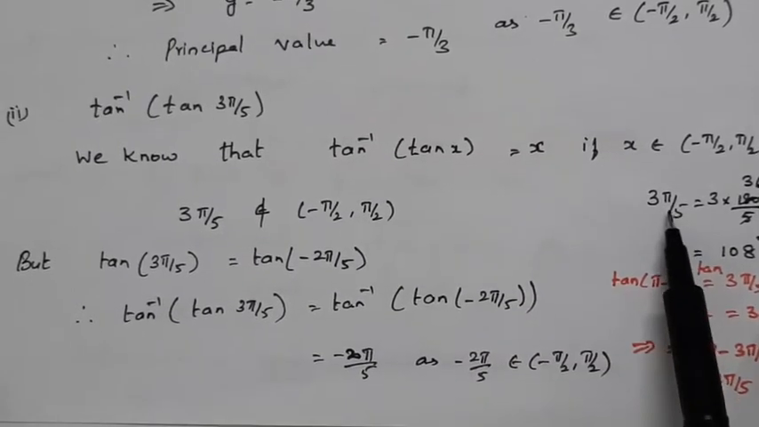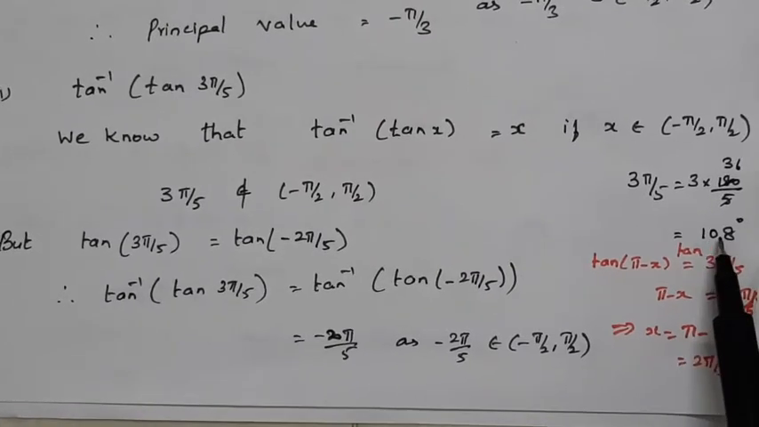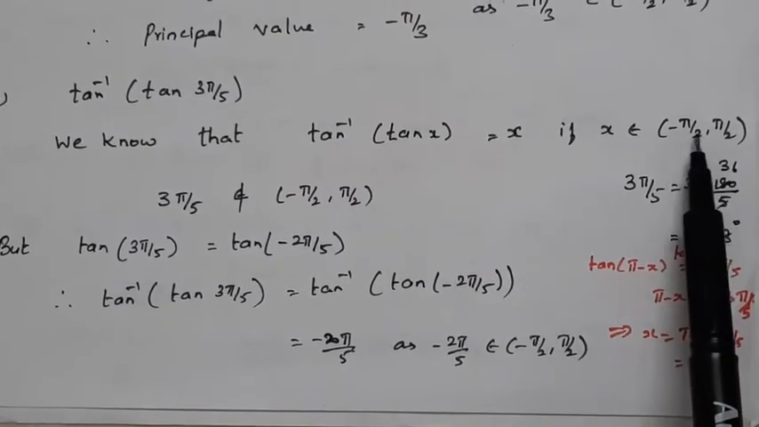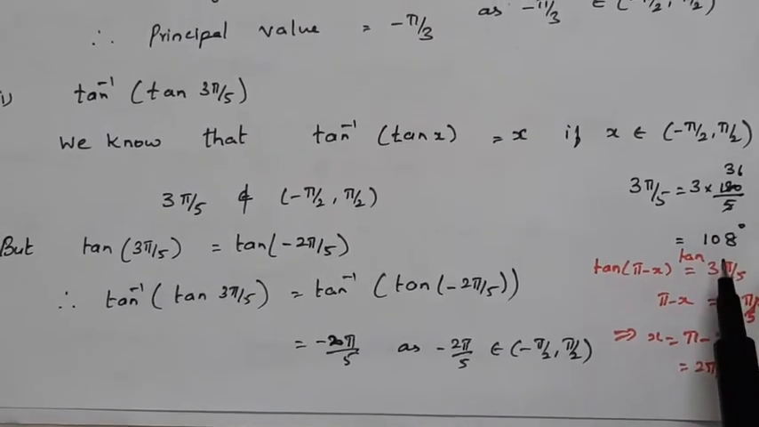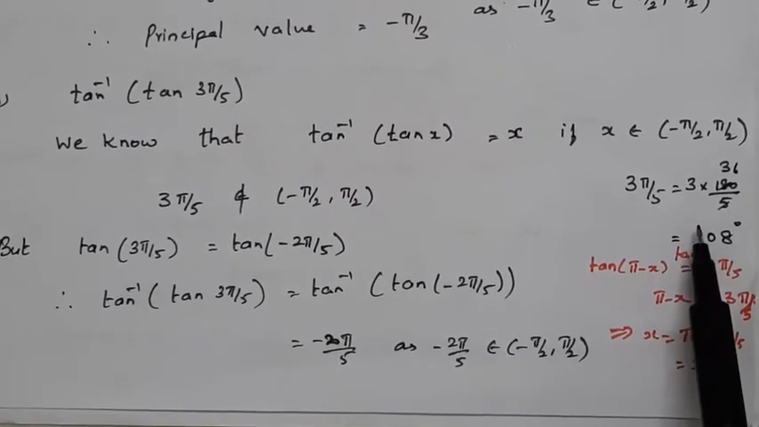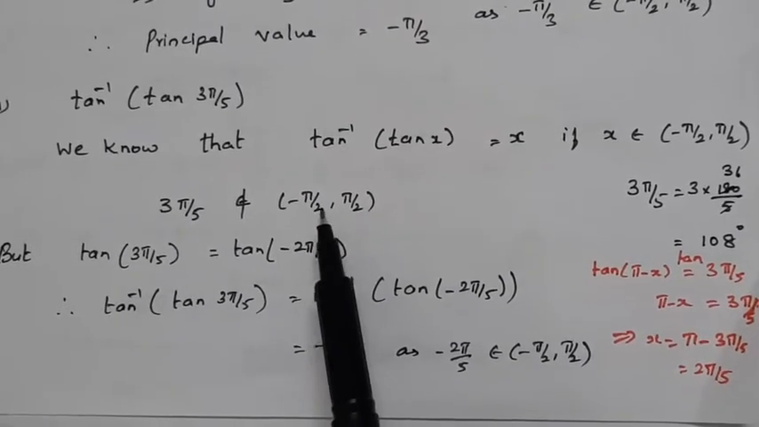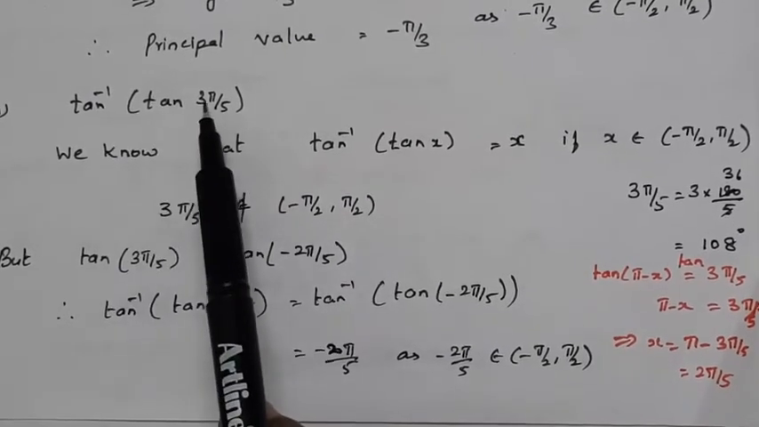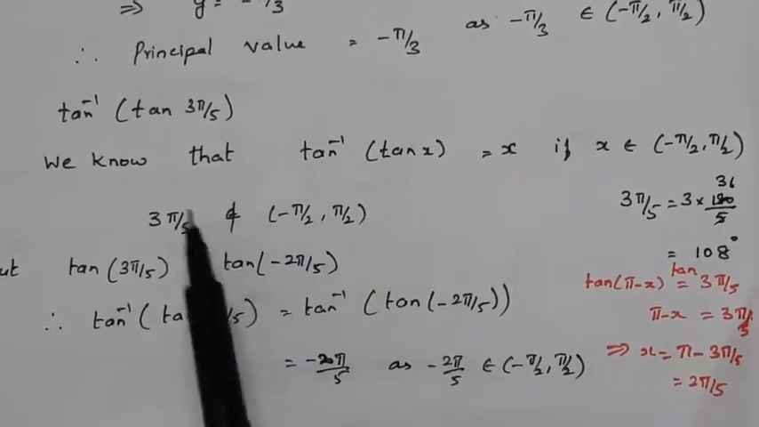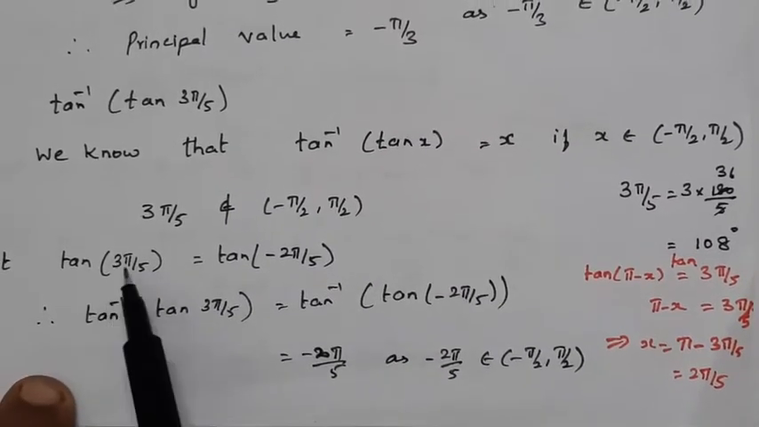So what is the value of 3 pi by 5? 3 into 180 by 5, that is 108. 108 doesn't belong to this open interval minus pi by 2 to plus pi by 2. That is, 108 is not in the first quadrant or the fourth quadrant. It lies in the second quadrant. Therefore 3 pi by 5 does not belong to this open interval minus pi by 2 to pi by 2. So you should not write tan inverse of tan 3 pi by 5 as 3 pi by 5. So you have to find another value which is equivalent to this, right?